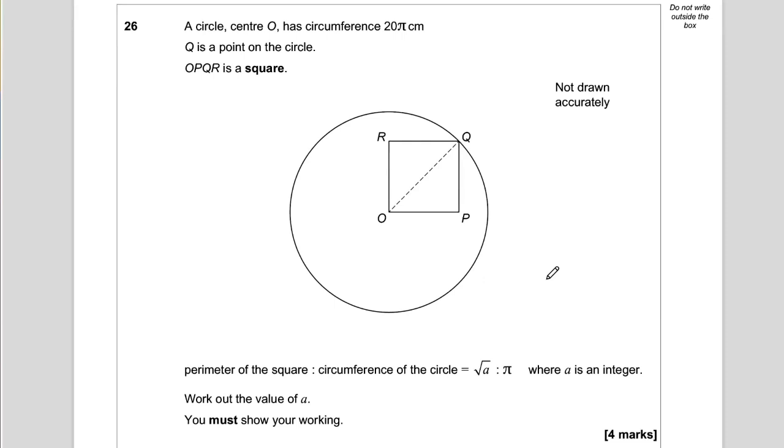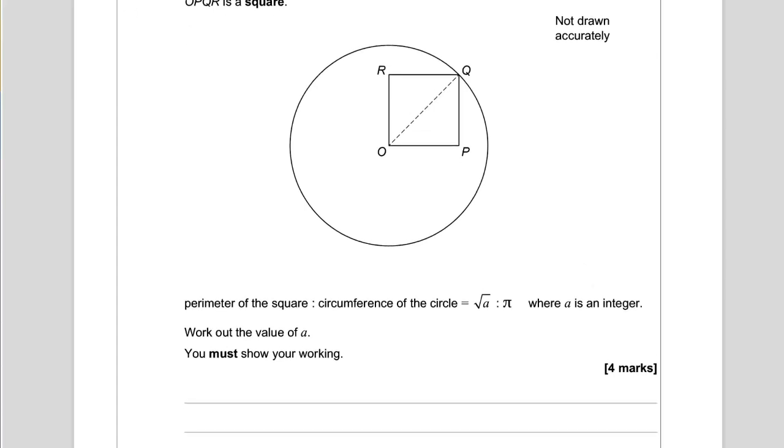Right, question 26. A circle, center O, has a circumference of 20 pi. Q is a point on the circle. OPQR is a square. The ratio of the perimeter of the square to the circumference of the circle is equal to root A to pi, where A is an integer. Work out the value of A. You must show your working.